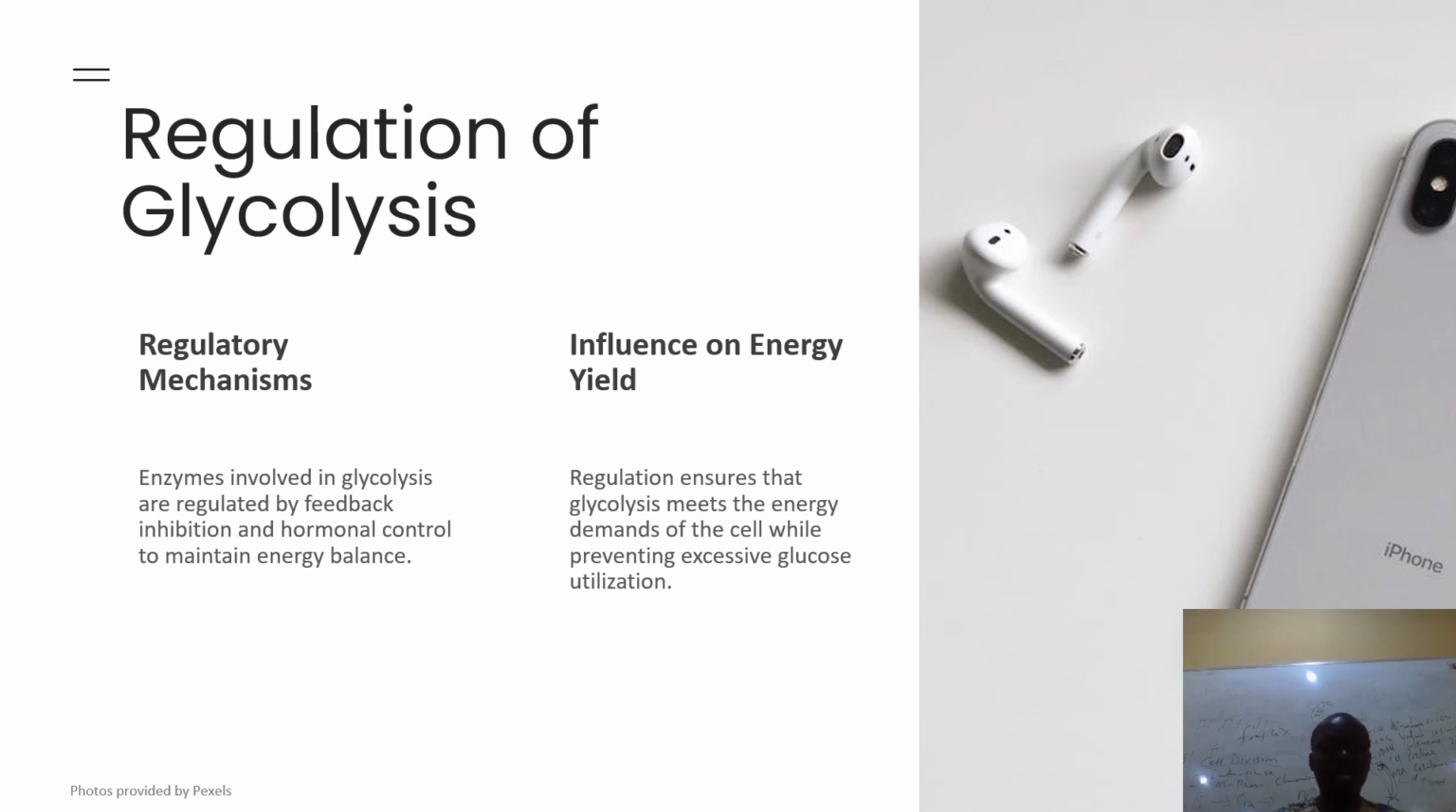The basis of regulation is the adenylate energy charge. And that is why it is regulated: to ensure that the energy demands of the cell are met, and to prevent excessive glucose utilization.